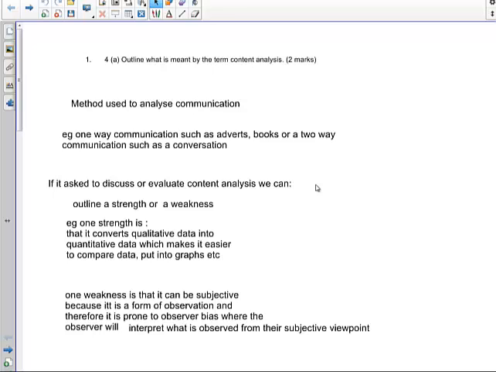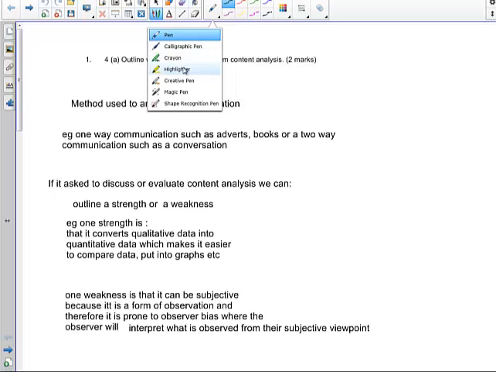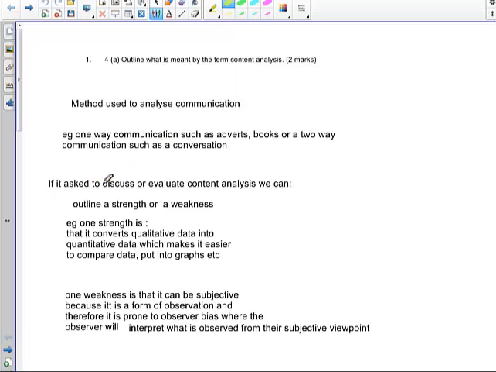So just use those. All right, next bit is if they ask you to discuss or evaluate a content analysis, let's just look at those 2 words there. What we're trying to do, let's just highlight that a little bit. Okay, so if we use the highlighter, this word discuss and this word evaluate are really asking for the same thing. If you're asked to discuss or evaluate anything, they are wanting positives and negatives. So discuss or evaluate content analysis, you are asked to outline really a strength or a weakness.